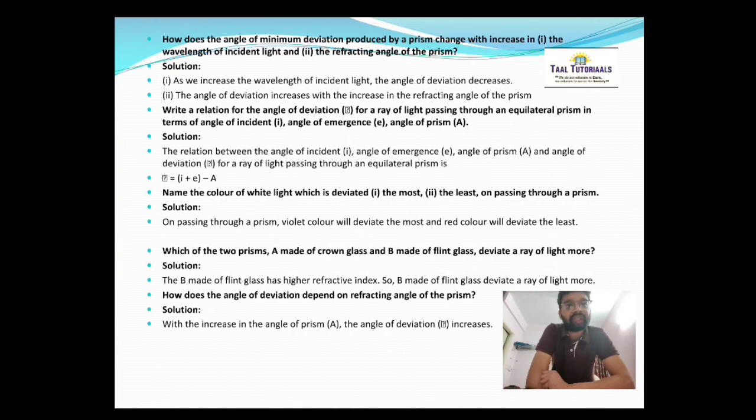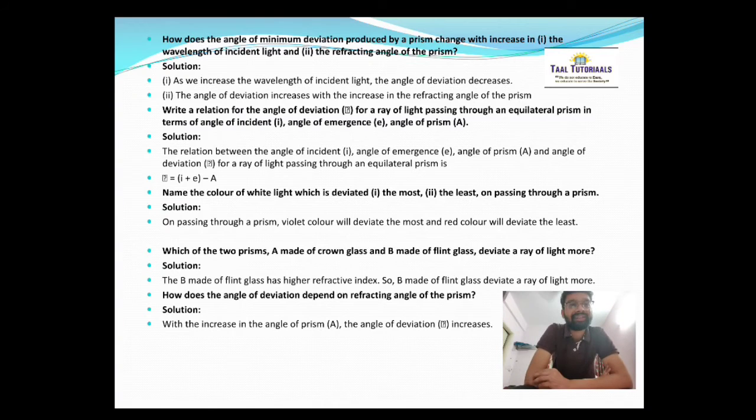Second question we have: write the relationship for the angle of deviation, that is delta, for a ray of light passing through an equilateral prism in terms of angle of incidence, angle of emergence, and angle of prism. The relationship is deviation is equal to i plus e minus A, where i is incident, e is emergent, and A is angle of prism.